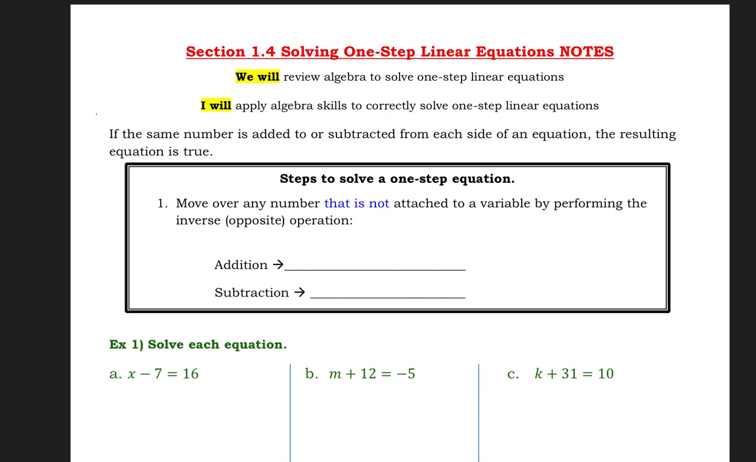So looking at today's notes, we're going to be solving only using one step. That means you just have to do one thing to get the answer. The question is, do you know what that one step is?